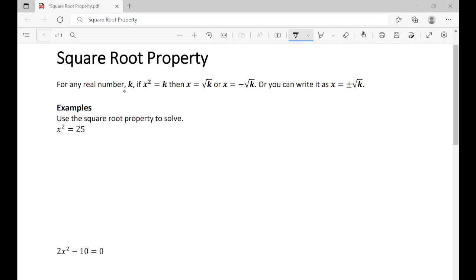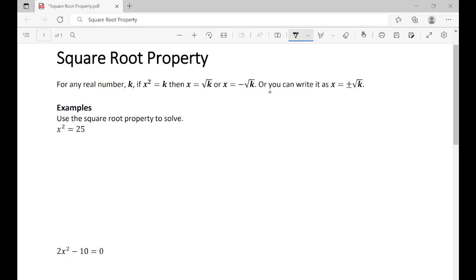For any real number k, if you have x squared equals k, then we can say that x is equal to the square root of k, or that x is equal to negative square root of k. You don't have to write a plus and then a minus. We have a shorthand notation called plus or minus, so you can say that x is equal to plus or minus square root of k.